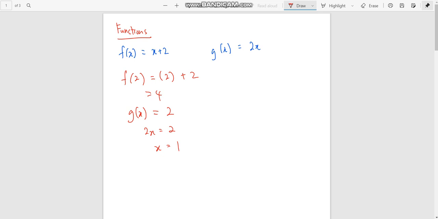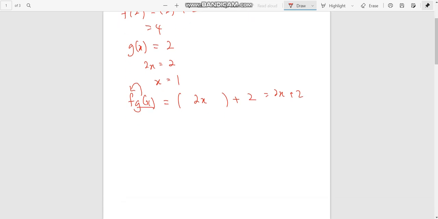Okay, or they might ask you to find f(g(x)). So f(g(x)) means you need to sub in g(x) into function f. Okay, we read from the right side, sub in g into f. So we write out the f first. Okay, but we don't write the x of the f. Okay, we put a bracket, this, and then plus 2. So inside the bracket we sub in the function g(x). So I will get 2x plus 2. Okay, very simple.